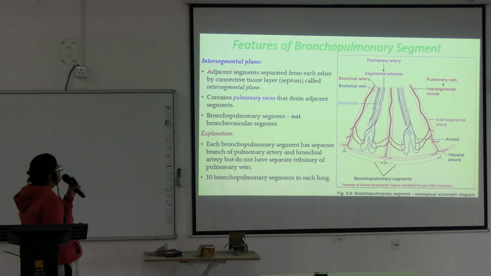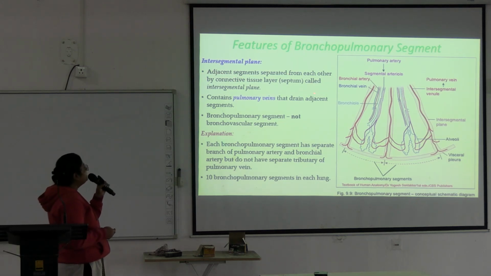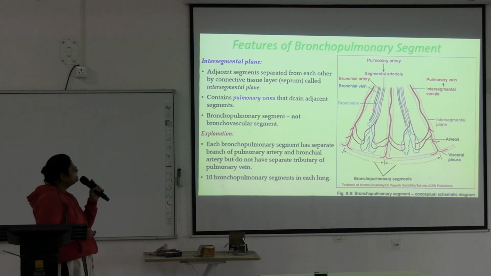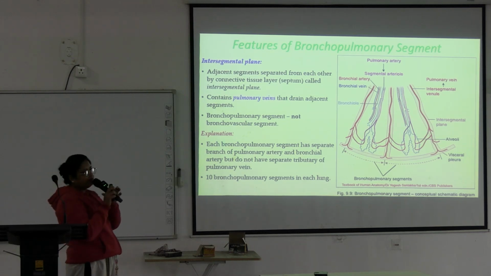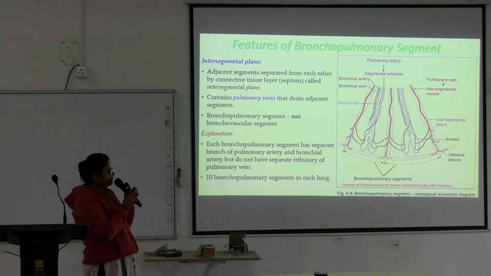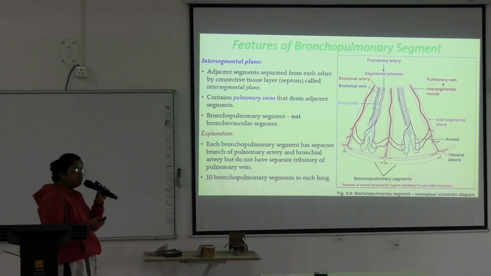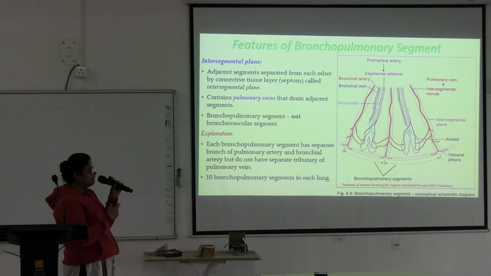So what is intersegmental plane? Adjacent segments are separated from each other by a connective tissue layer known as septum, called the intersegmental plane, and it contains the pulmonary veins that drain the adjacent segments. So this is the intersegmental plane where the pulmonary veins lie. Pulmonary veins contain oxygenated blood, that's why it is colored red. And pulmonary artery contains deoxygenated blood, so it will be colored blue.